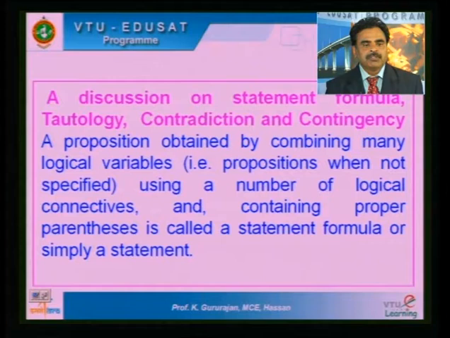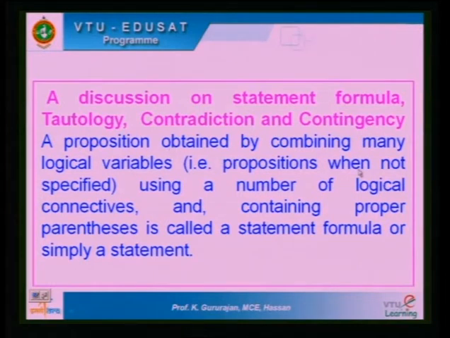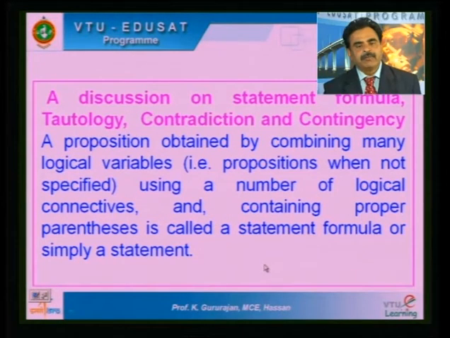Now, a proposition obtained by combining many logical variables and containing proper parentheses is called a statement formula or a well-formed formula or simply a statement or a compound statement. So, a compound statement is a proposition obtained by using a number of simple propositions and logical connectives. The statement must contain proper parentheses. Then it is given the name statement formula or simply a statement.